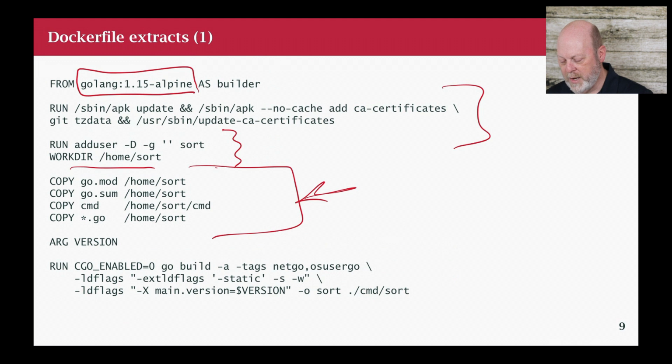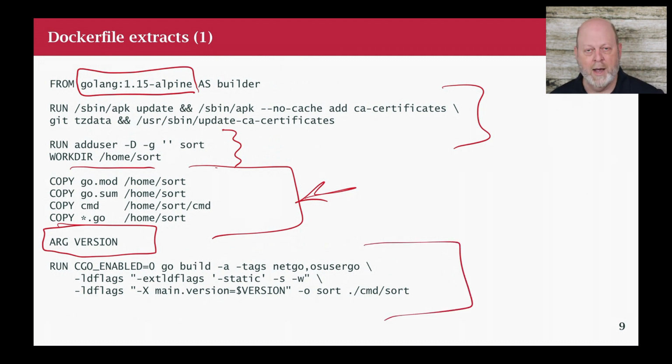For the example I'm going to do, which is the sort animation, it's a version of the sort animation program that I showed in the section on profiling. I'm going to put that in a container. I'm going to publish my container so that you can play with it. So I'm going to copy into here the things that make up that program, and we'll look at that in a second. I'm going to define an argument that I can pass in from the outside that will be the version that will bake into the executable.